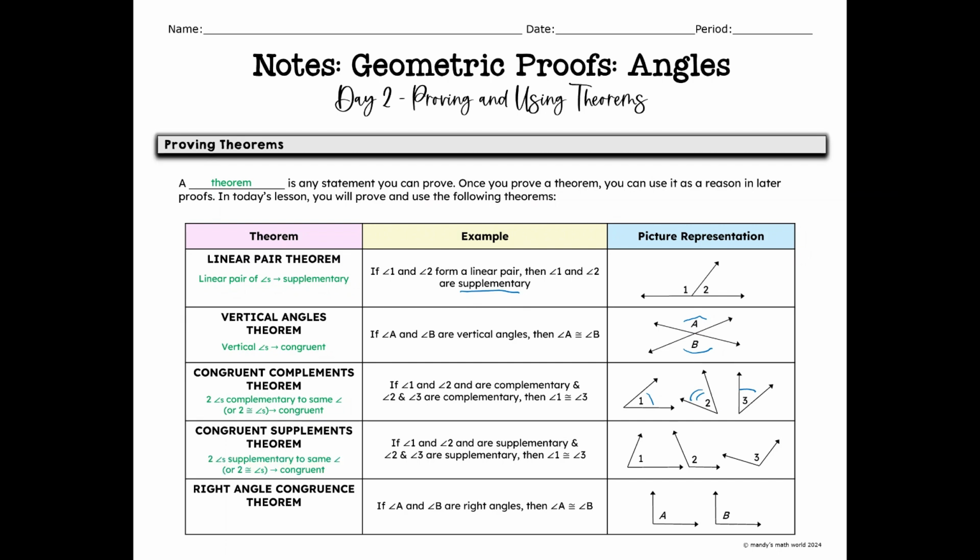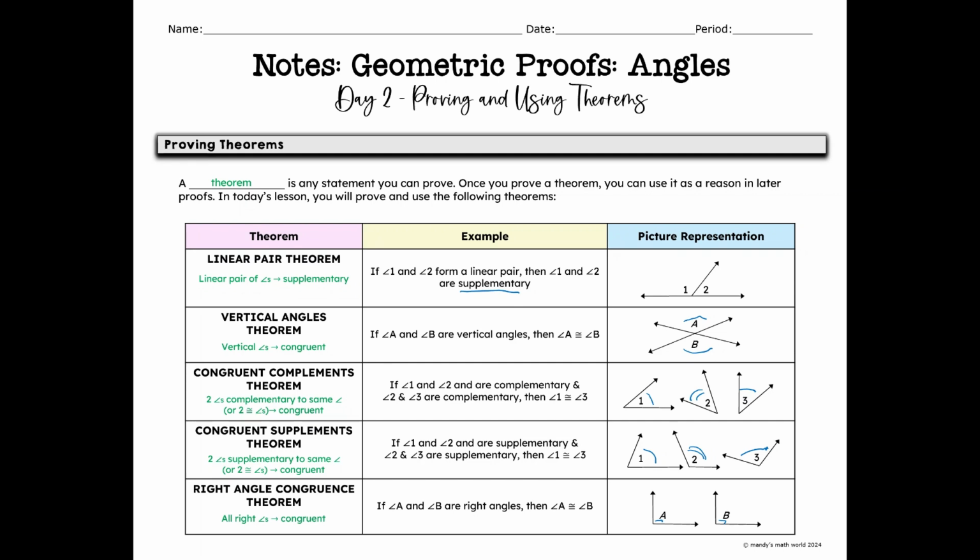Likewise, the congruent supplements theorem is similar to the congruent complements theorem, but they are supplementary angles. So in this example, you have angle 1 is supplementary to angle 2, and angle 2 is supplementary to angle 3, which means that angle 1 is congruent to angle 3 because they're supplementary to the same angle. The right angle congruence theorem tells us that all right angles are congruent. So if A and B are right angles, then angle A is congruent to angle B.